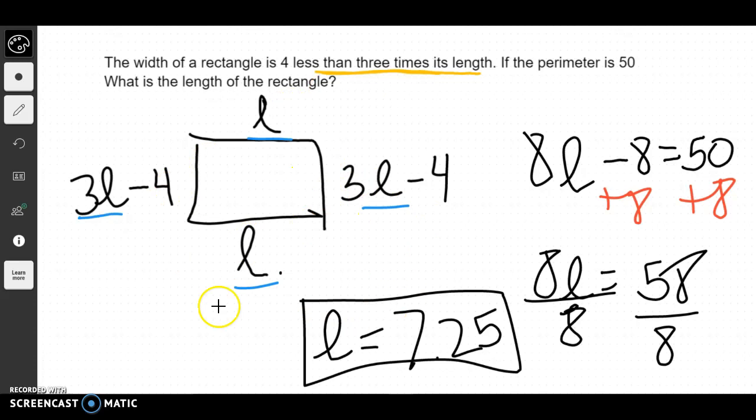Okay. So for all of these rectangle problems, my recommendation is draw the rectangle out and then use that to add up all the sides.